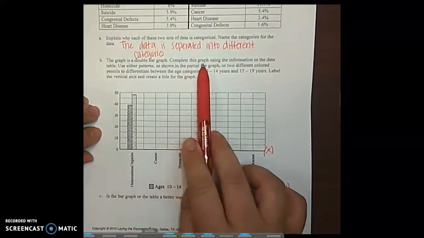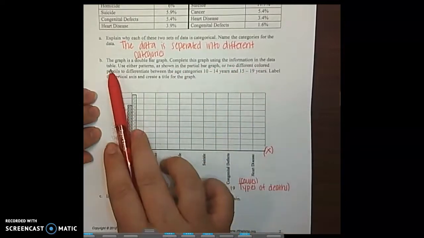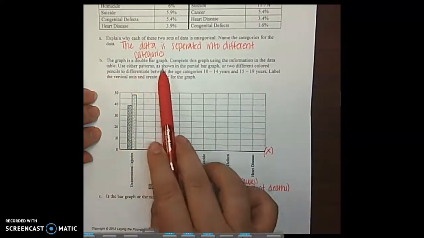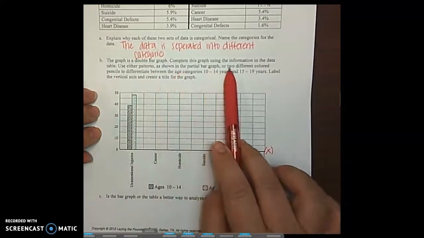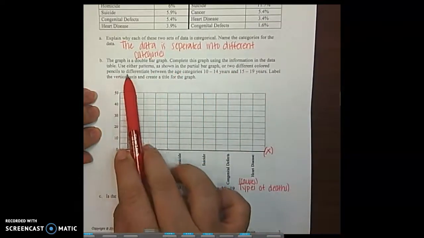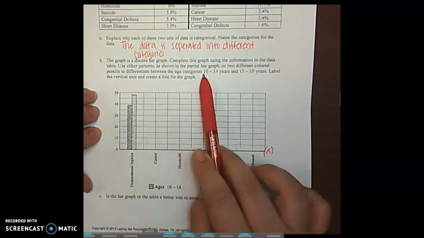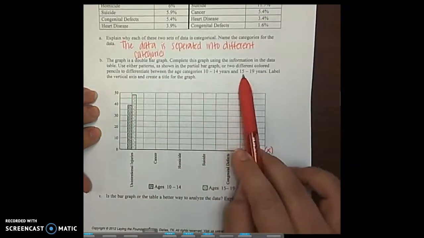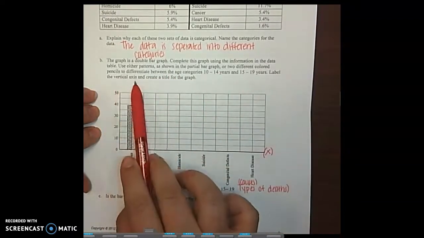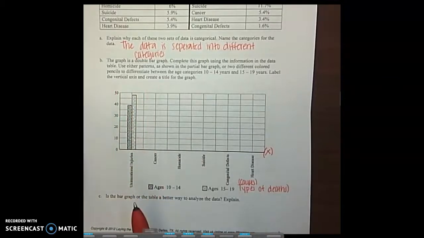It says complete the graph using the information in the data table. Use either pattern as shown in the partial bar graph or 2 different colored pencils to differentiate between the age categories 10 to 14 and 15 to 19. Label the vertical axis and create a title for the graph.